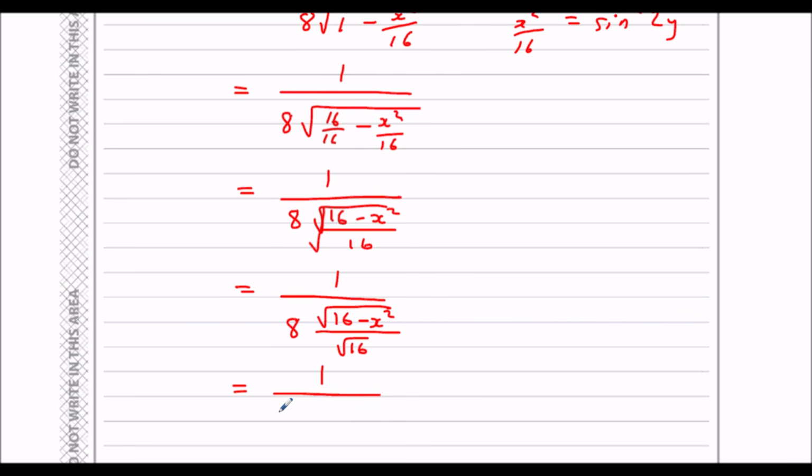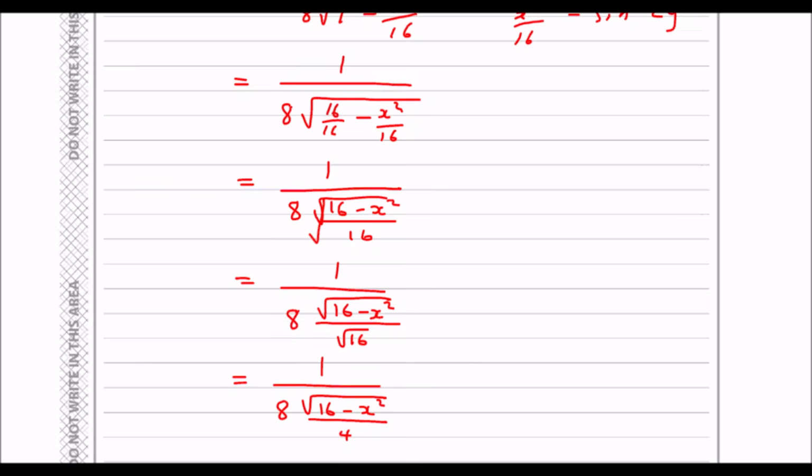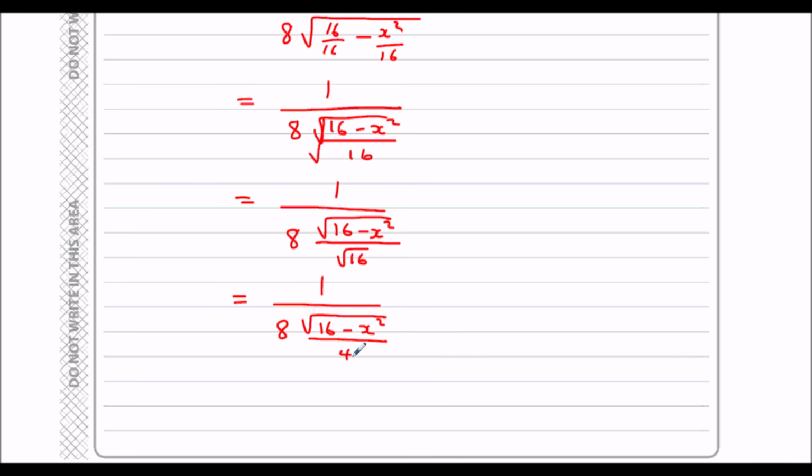So 1 over 8 times root 16 minus x squared over 4. And, well, we can say it's a quarter of root 16 minus x squared. Or we can think of this as the 8 being on the top as well. 8 over 4 is 2, or a quarter of 8 is 2. So it's 1 over 2 times the square root of 16 minus x squared. And now it's in the form that we wanted.